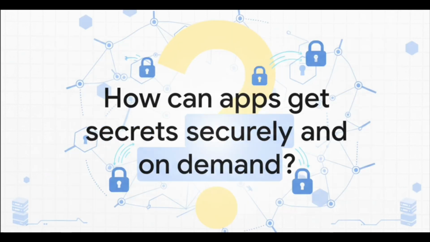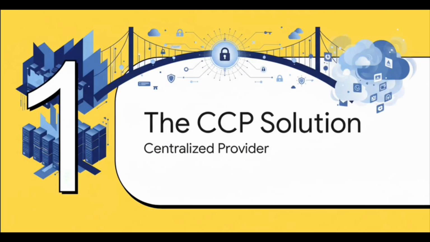So that brings us to the big question we need to answer. How can our applications get the secrets they need exactly when they need them without us ever having to bake those secrets into the code itself? How do we get to that true, on-demand, super secure access? And the answer to that question? Well, you've probably guessed it. It's CyberArk's Centralized Credential Provider, the CCP. This is the bridge that solves that on-prem to cloud problem.